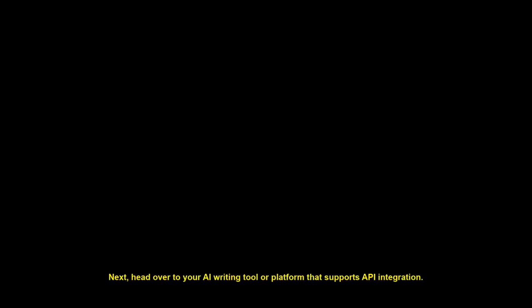Next, head over to your AI writing tool or platform that supports API integration. If you don't already have an AI tool in mind, consider popular options like OpenAI's GPT. Sign up for an account on the chosen AI platform if necessary. Once registered, access the API section of your AI tool. Generate an API key for the AI tool and remember to save it.